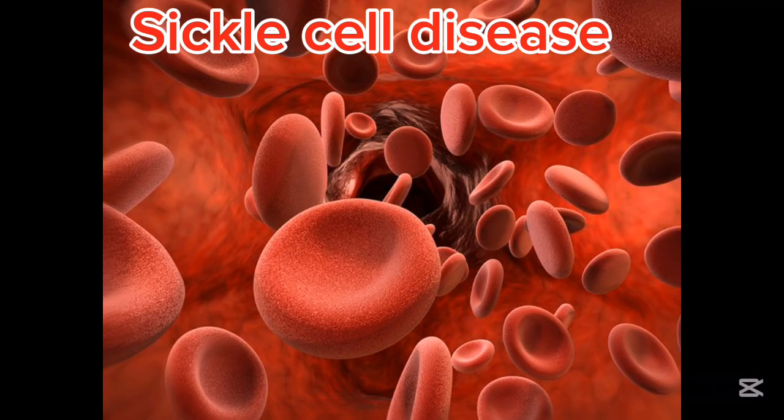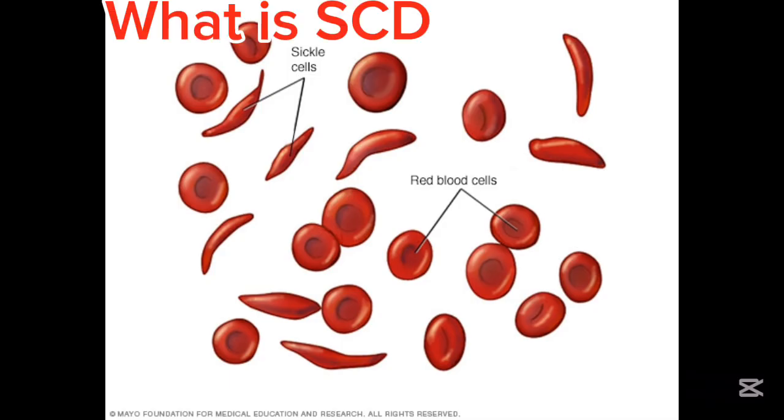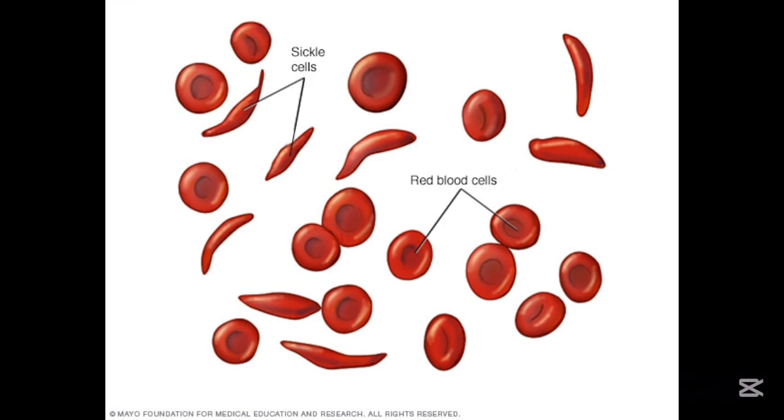So what is sickle cell disease? Sickle cell disease is a group of inherited red blood cell disorders that is caused by a mutation in the beta globin gene that results in the production of abnormal hemoglobin S, which is HbS, when oxygen levels are low. HbS causes red blood cells to become rigid and sickle-shaped, which blocks blood flow and leads to multiple complications.